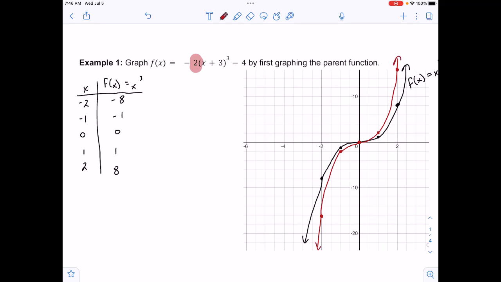So hopefully you can see that that vertical stretch has been applied, and it's quite drastic. It's not so much up close, but I hope you can appreciate, especially as we're looking towards the tail end of our function here, how much steeper it is going to be.